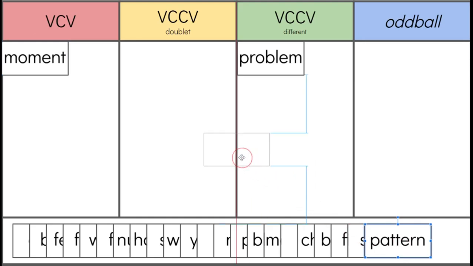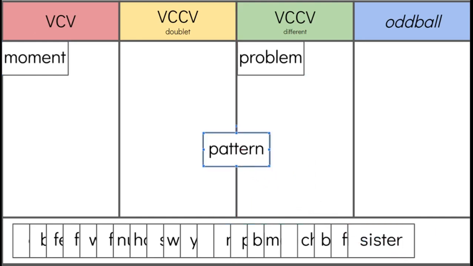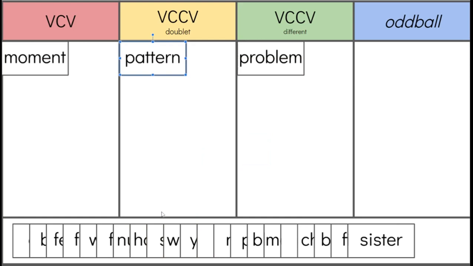Our next word here is the word pattern. Pat, tern. Two syllables again. This time we have a vowel, double consonant, vowel pattern. And in this case, it is a double T or a doublet. And so we can put this one in the vowel, consonant, consonant, vowel column.